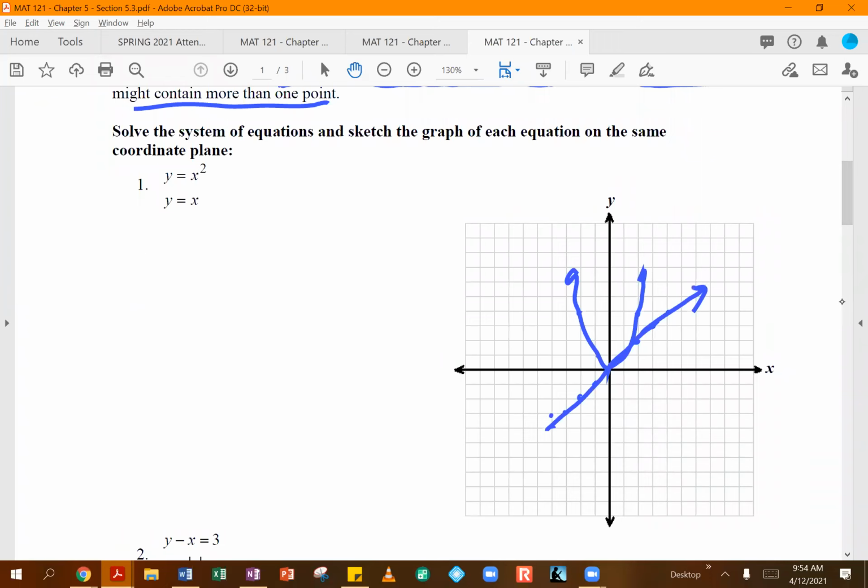So this is kind of what the graph would end up looking like. And even though this is grouped together pretty close, you do actually have 2 points of intersection because they meet at (0, 0) and they meet at (1, 1). So you actually end up with 2 points of intersection for these examples here.